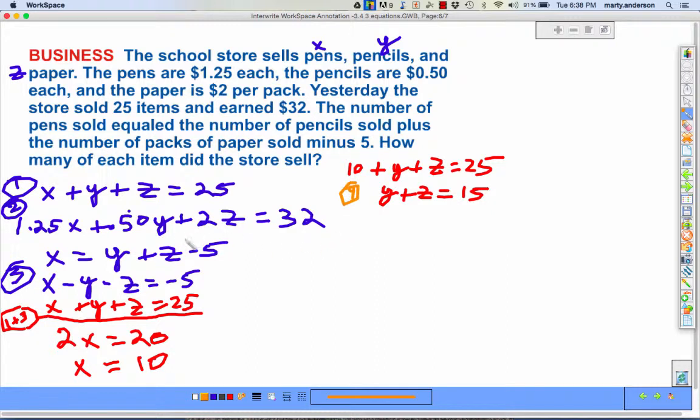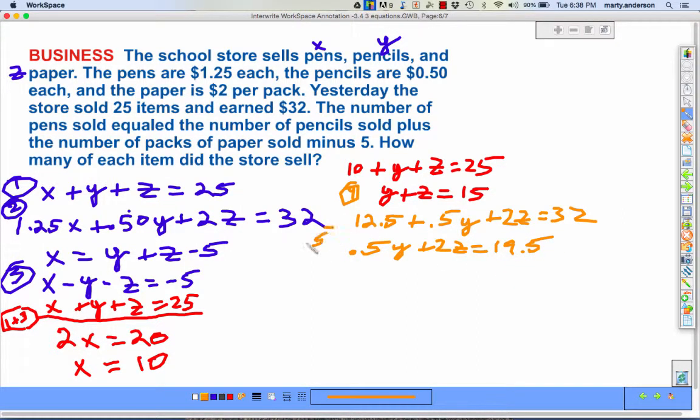My next one that I can use, and then I could put it into equation 2 there, and I get 1.25 times 10 is 12.5 plus a half of Y plus 2Z equals 32. Subtract 12.5 from both sides, I get a half of Y plus 2Z equals, if I remember correctly, 19.5. So there's my equation number 5.